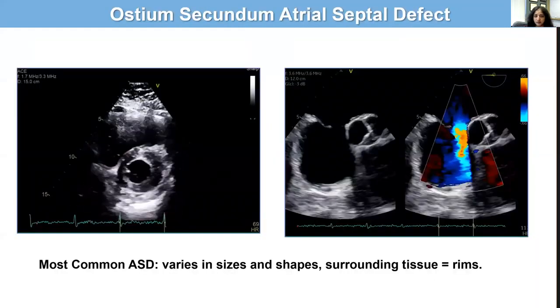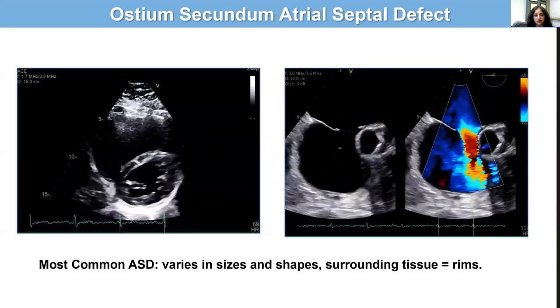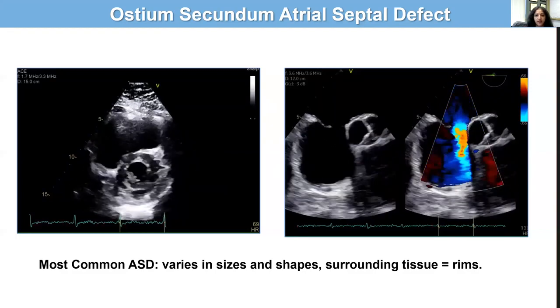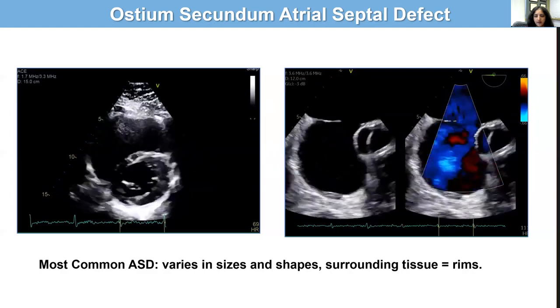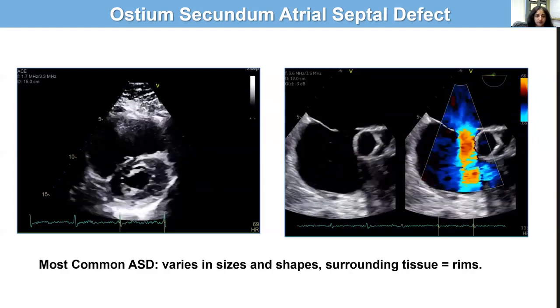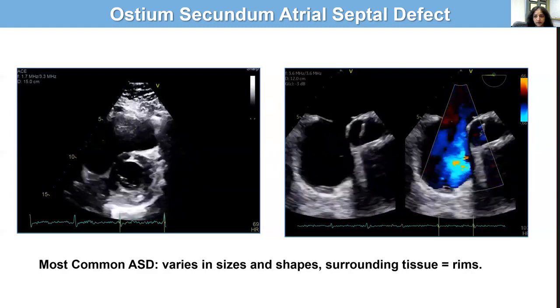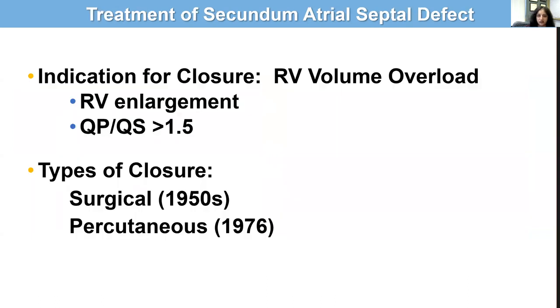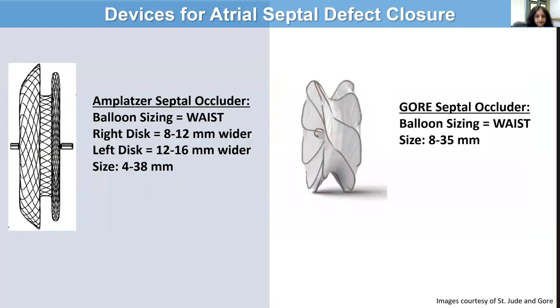You see here this ostium secundum septal defect, which, as you know, is the most common type of ASD. It can come in various sizes and shapes, and the surrounding tissue around this secundum ASD is often referred to as the rims. These are the indications for ASD closure. In the 1950s, surgical closure was performed, and in the 1970s, the first percutaneous closure of ASD was described. And there are currently two approved devices for ASD closure. There's the Amplatzer septal occluder and the Gore septal occluder.